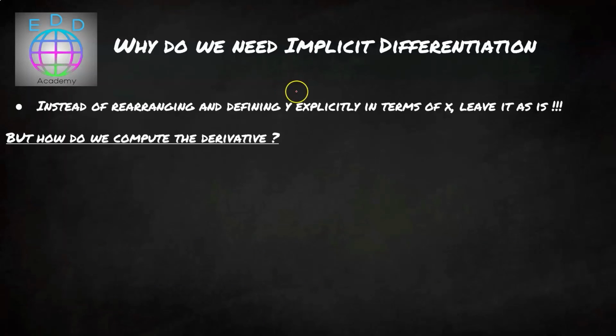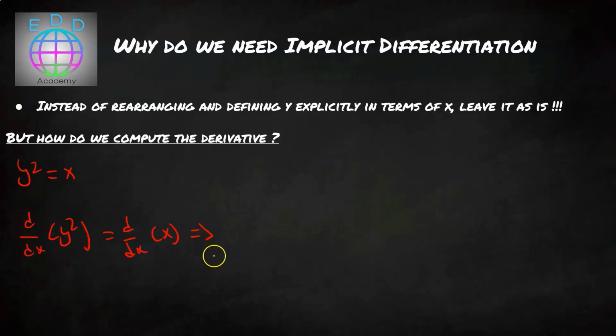So how do we actually compute the derivative of this? Instead of rearranging and defining y explicitly in terms of x, which we could do in those problems, just leave it as is. Let's take the example y squared equals x. As I said, we keep both sides of the equation the same and just go ahead and differentiate. We take the derivative of both sides. So d/dx of y squared equals d/dx of x.